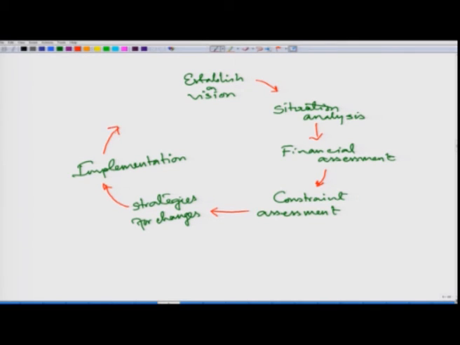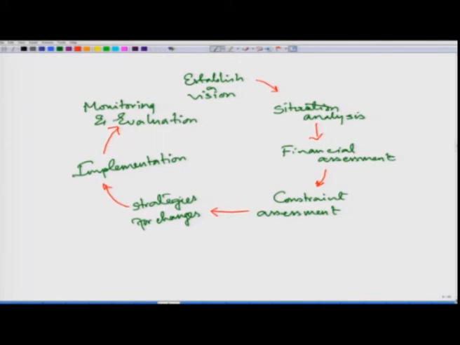And finally, they have to do rigorous monitoring and evaluation, so that they can understand that the scheme is moving towards the right target or goal, or that they are actually going to attain what they have targeted. After monitoring and evaluation, they complete the program, and the final step is to establish a new vision.